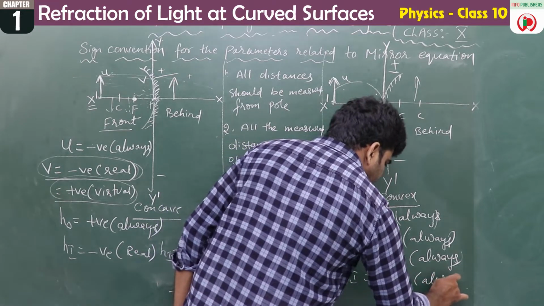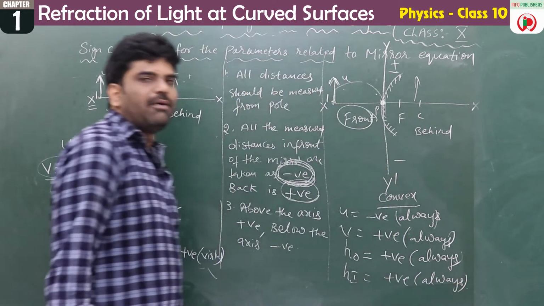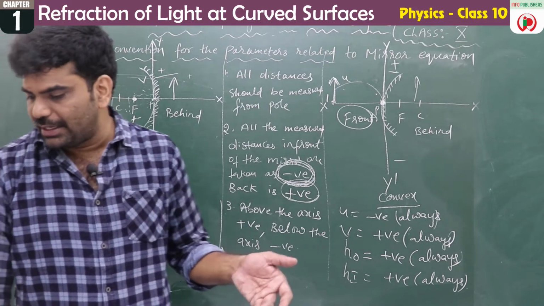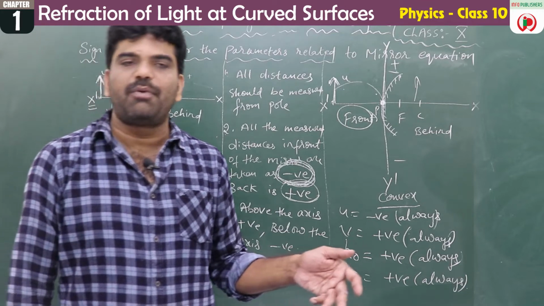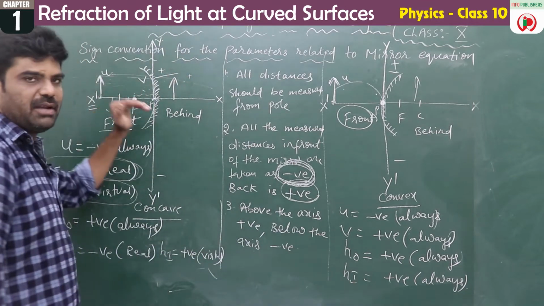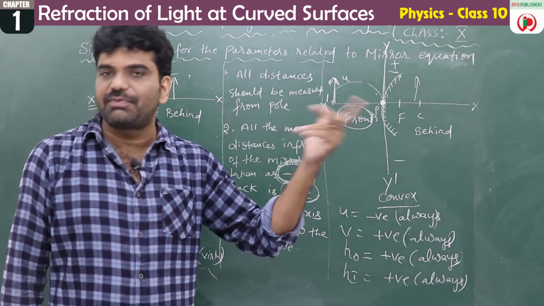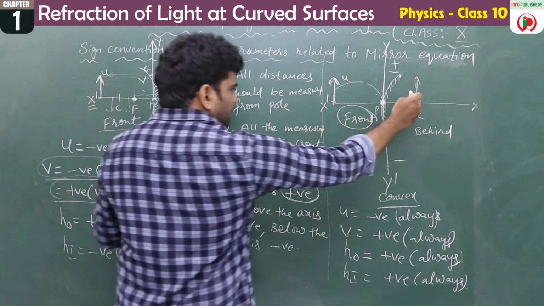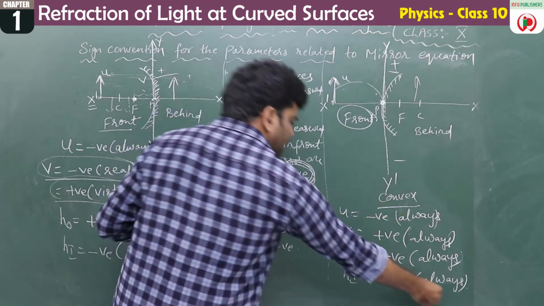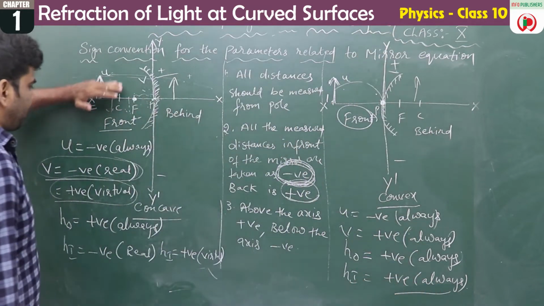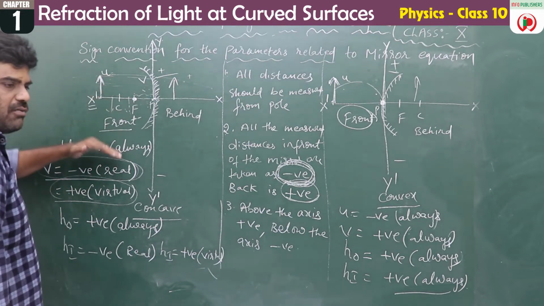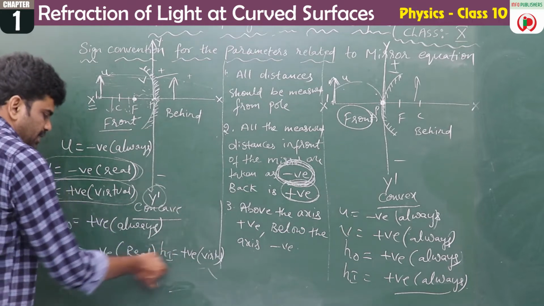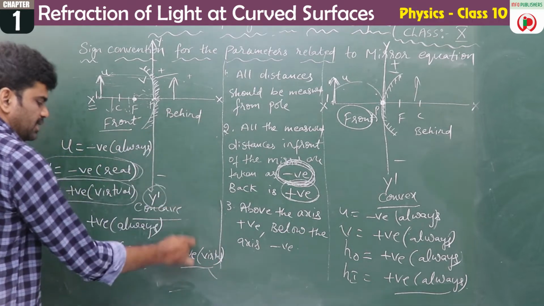In the textbook, it is given very simply. All the distances, the height of the object and height of the image are positive if they are measured upward from the axis. Here, these are measured upward from the axis, that is why these are positive. These 5 cases are downwards from the axis. Down means negative only. But one is positive, that is in the case of virtual.